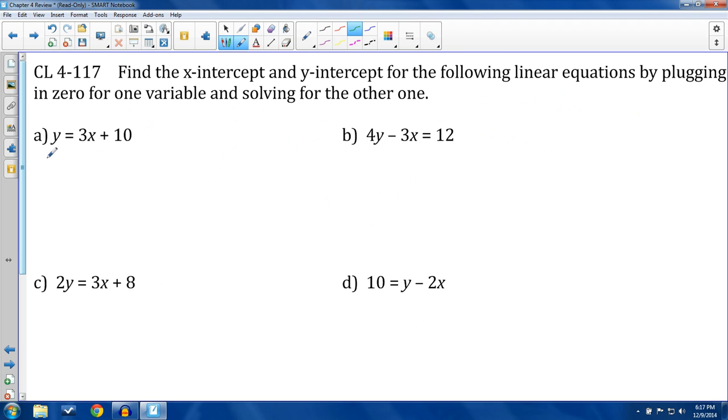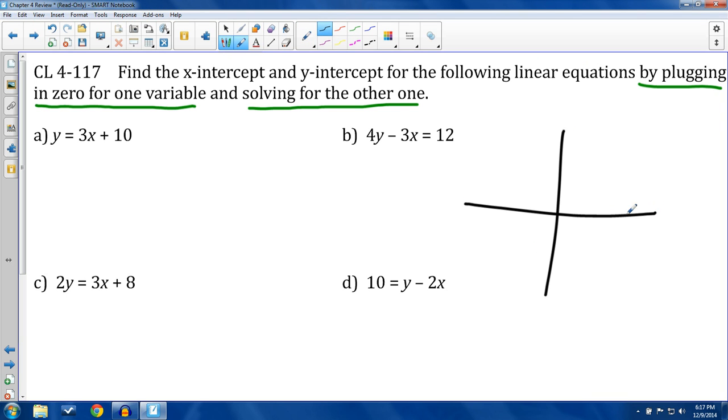Okay, here's where they're... Oh, no, these aren't solving equations. Find the x-intercept and y-intercept for the following linear equations by plugging in 0 for one variable and solving for the other one. So they actually tell you what to do. Well, I mean, they're demanding an objective, but they're giving you the way to do it. Plugging in 0 for one variable and solving for the other one. Let's go and talk about that a little bit very quickly.